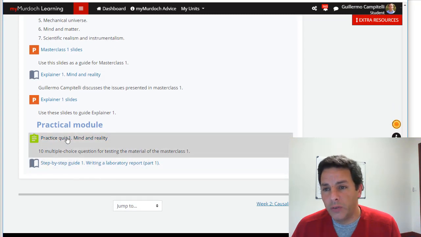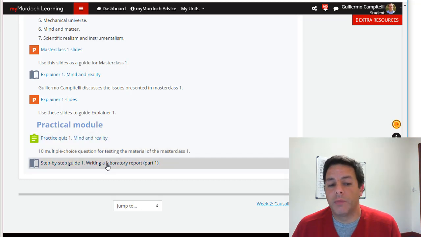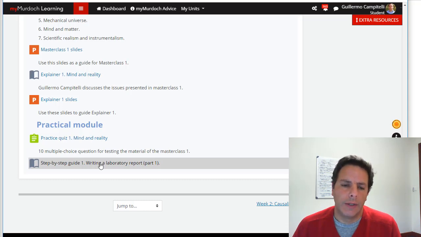It could be a quiz or other activities. So far it has been quizzes. And then a step-by-step guide. In week 1, the guide was about writing a laboratory report. Don't worry, we are going to return to the laboratory report many times during the semester. You will have enough information to do a good research or laboratory report.